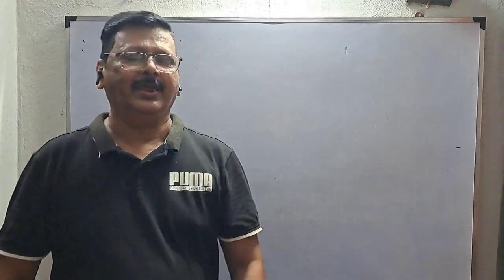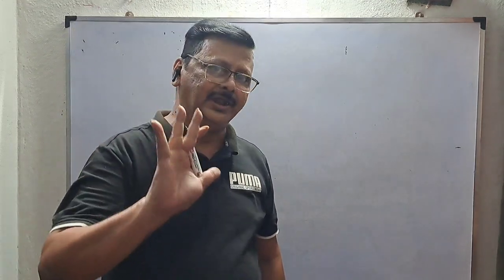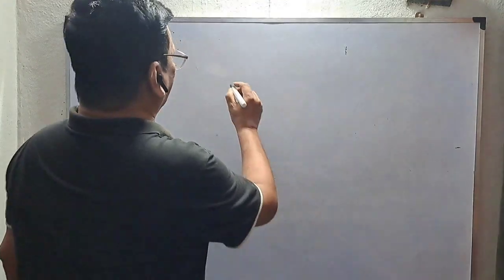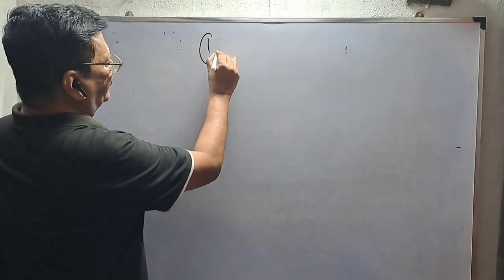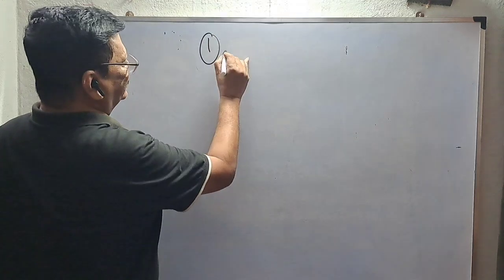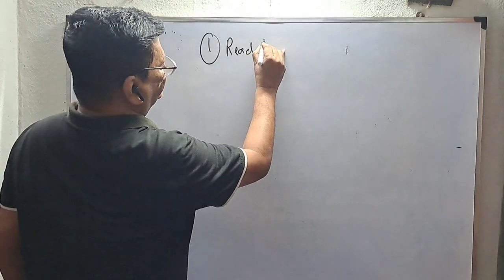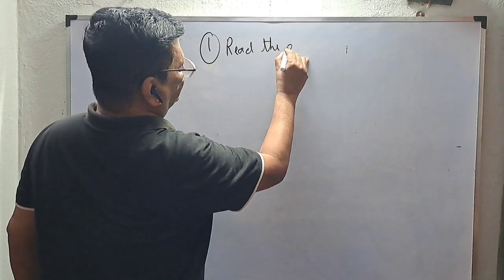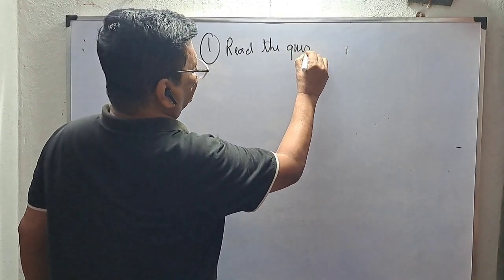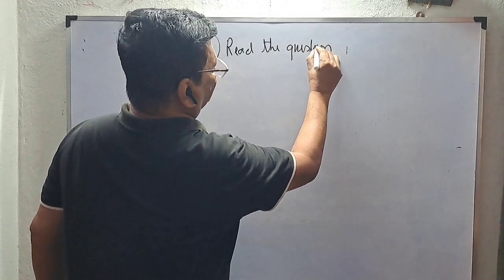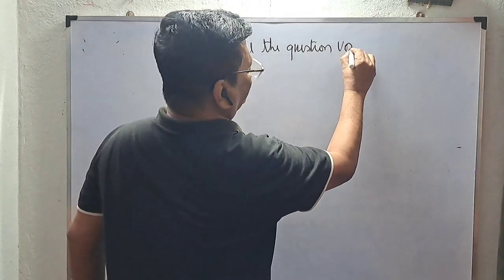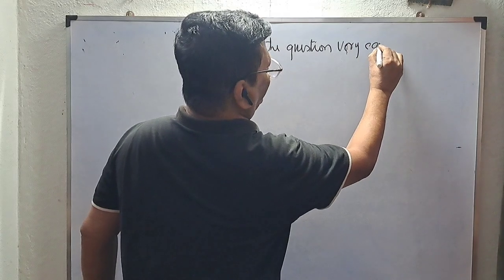Right? Today I am going to give you 5 tips for solving problems regarding lines and angles. Right? Let us go to that. Let's see what those are. Number 1. The thing everybody says: read the question very carefully.